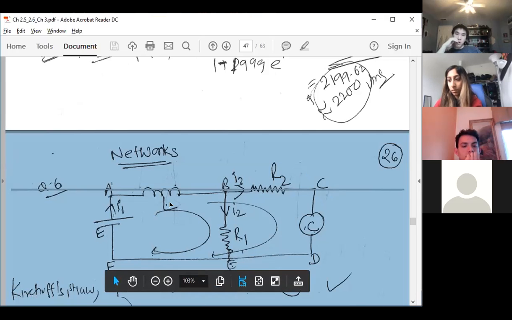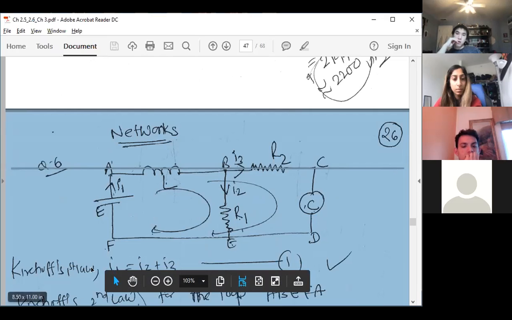Okay, let me work with the first loop. You have to mention your loop. Here we are going to use both Kirchhoff rules. Current I1 is divided into two parts, so I1 equals I2 plus I3. That is my first Kirchhoff's law: I1 equals I2 plus I3.